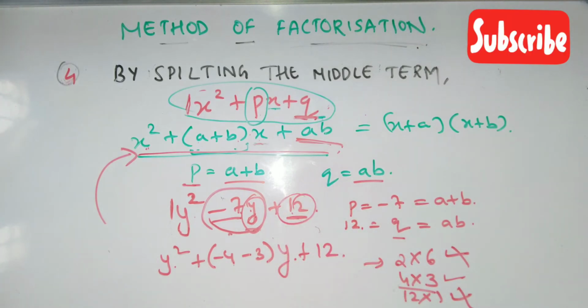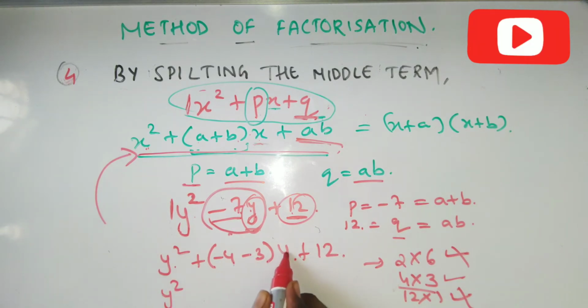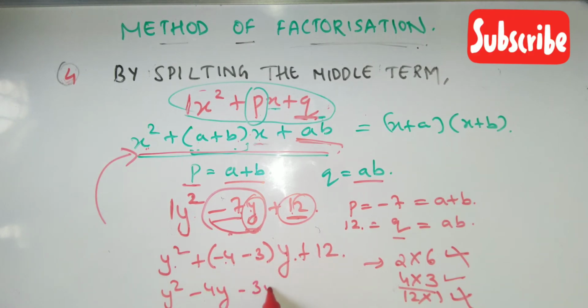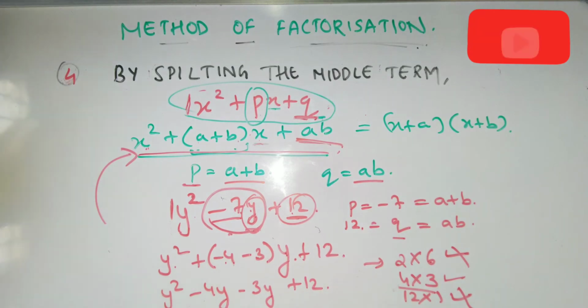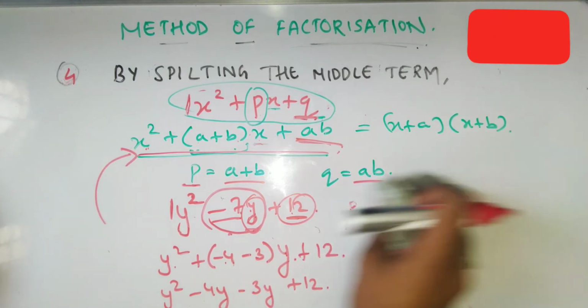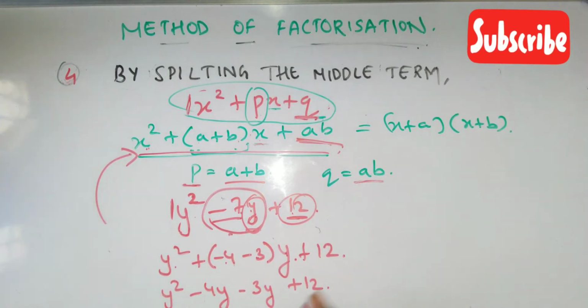Correct. Now just elaborate this. So y into this, minus 4y, this into this, minus 3y, plus 12. Got it? Now simple formula. Next, what will be the next step?